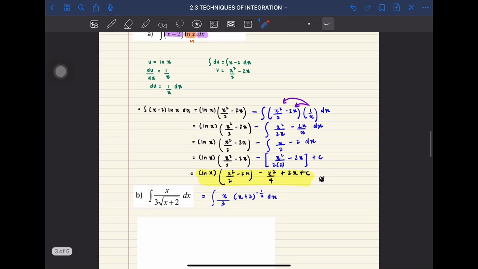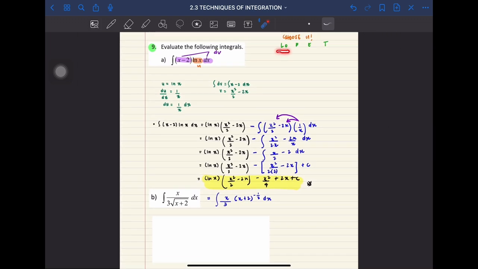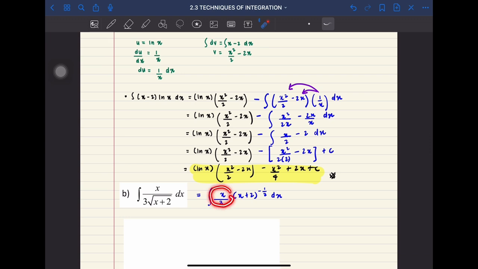Okay, so to choose your u, we need to check whether we have a log function. The answer is no, we don't have a log function. Next, we check whether we have a polynomial. The answer is yes. The polynomial is the function whose variable has a positive integer as the power. So this is our polynomial. This is not a polynomial because we have the power negative 1 over 2 over there. So this will be your u, and the rest is dv.